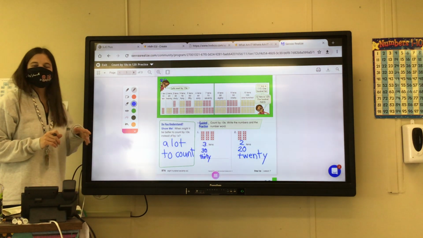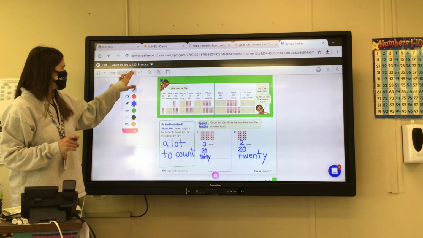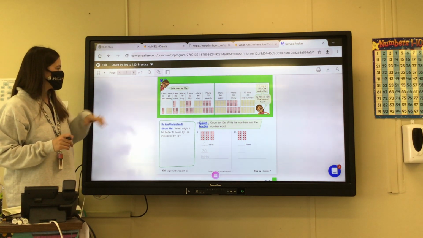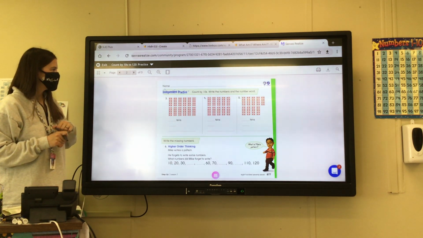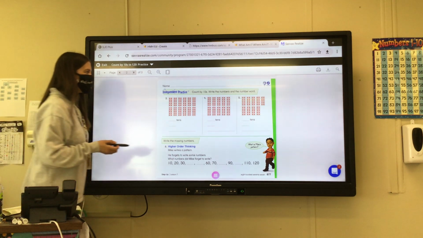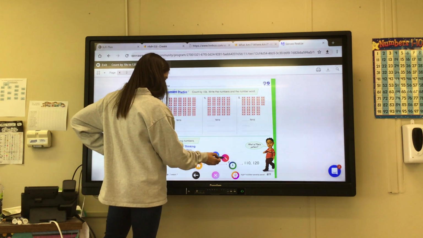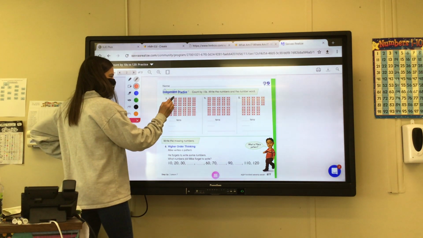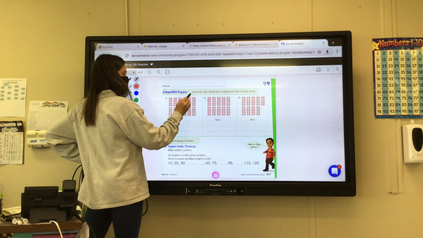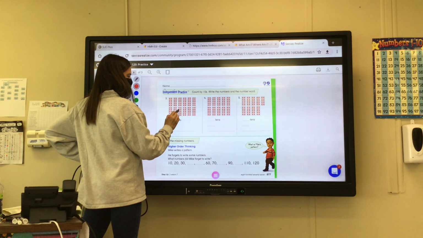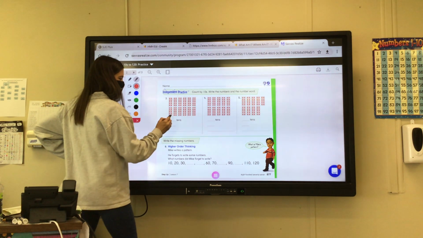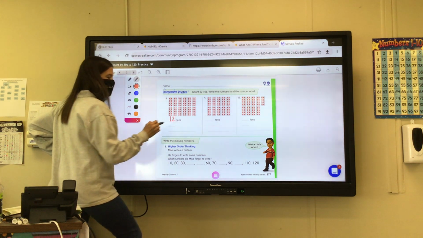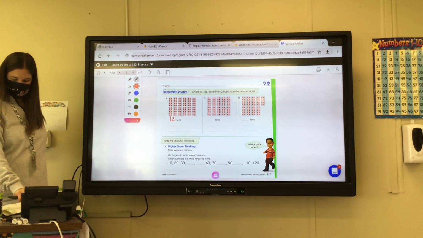All right, you just flip it, so that way we see this page. Okay, how many 10s do we have here? Let's count how many 10s we have. 1, 2, 3, 4, 5, 6, 7, 8, 9, 10, 11, 12. So we have 12 10s, right?